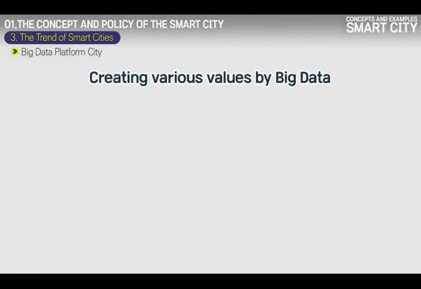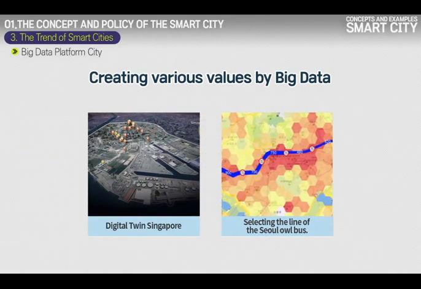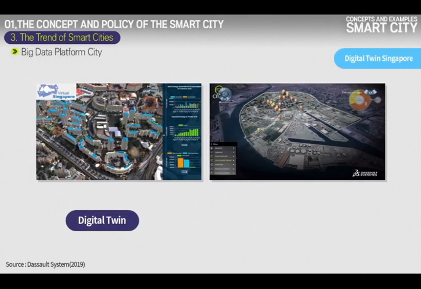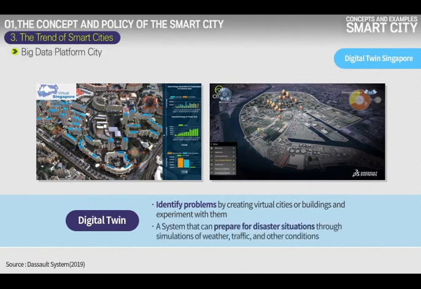Big data can create various values. Examples include digital twin Singapore and selecting the line of the Seoul Owl bus. Through digital twin, we can identify problems in advance by creating virtual cities or buildings and experiment with them. Also, it is a system that can prepare for disaster situations through simulation, considering weather, traffic, and other conditions.